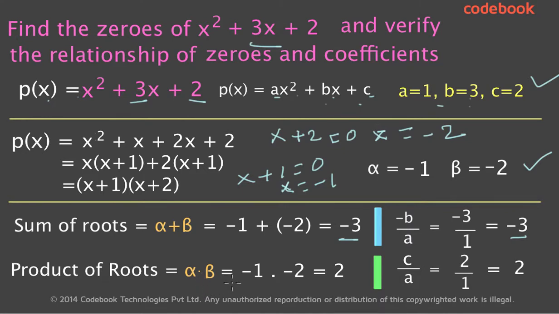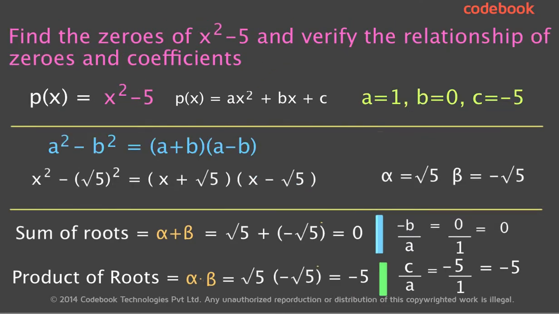Similarly, alpha beta is the product of the roots. So here the roots are minus 1 and minus 2. Multiply those two, you will have 2 because minus minus becomes plus. Similarly, this should be equal to c by a, right? So c here is 2 and a is 1. 2 by 1 is also 2. So hence we have successfully verified the relationship of product of the roots of a quadratic polynomial with its coefficients and constants. So now let's look at another problem.